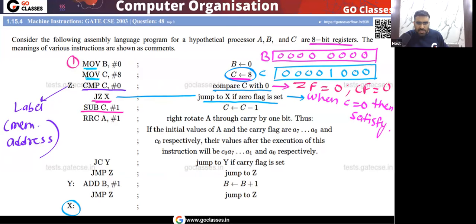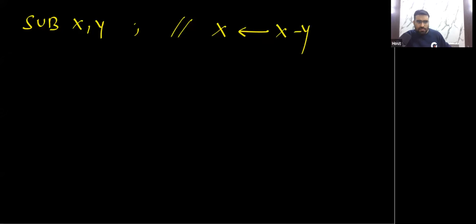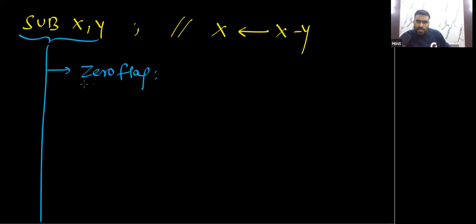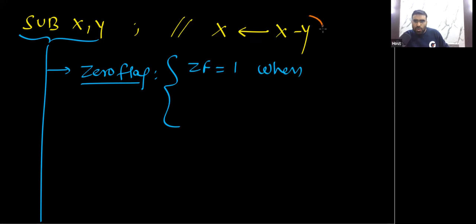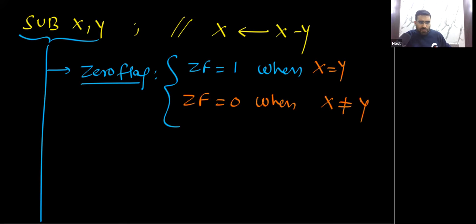Okay, so the subtraction instruction, what will it do? If you have subtraction X comma Y, that simply means that in X you are putting X minus Y. How will the flags be affected? How will the zero flag be affected? The zero flag will be set when the result is zero. When the result is zero, it means X is equal to Y. Otherwise, if X is not equal to Y, the zero flag will not be set.